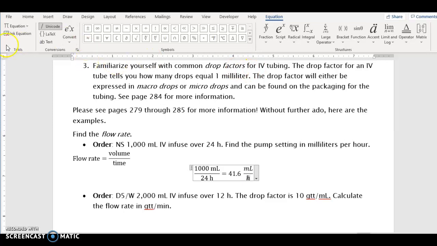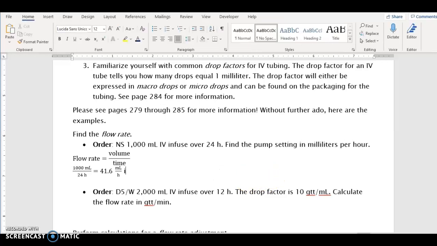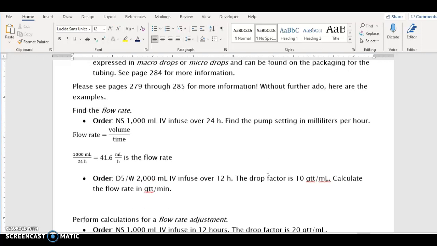So that's the answer for the first example. I'm going to go ahead and round it to the nearest tenth, but usually we're going to round that to either the whole number or the nearest tenth. So 41.6 would be the answer, so that is the flow rate. All right, let's go and try another one.